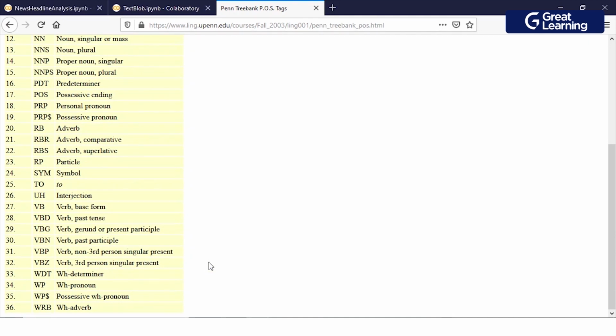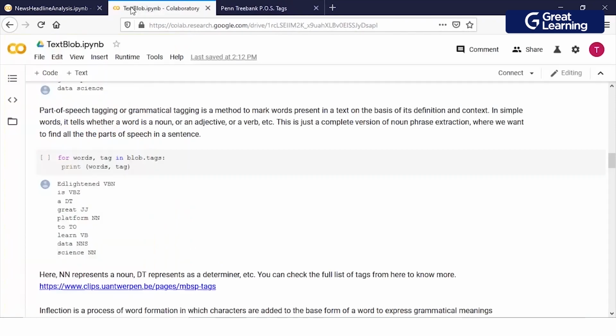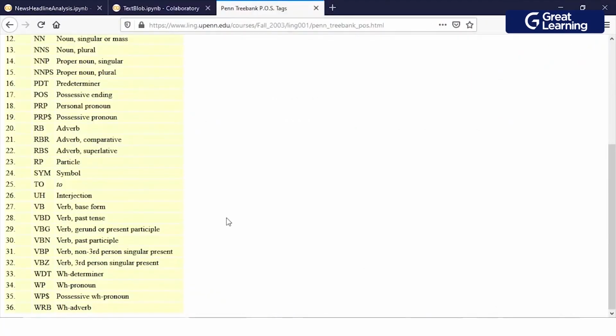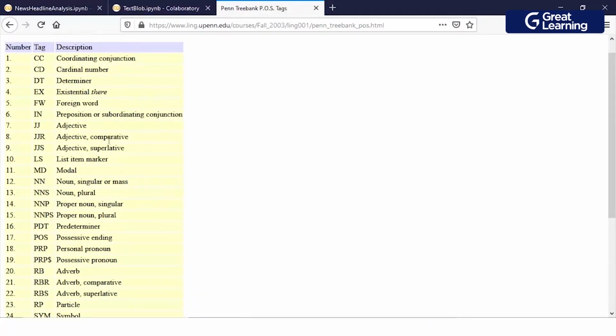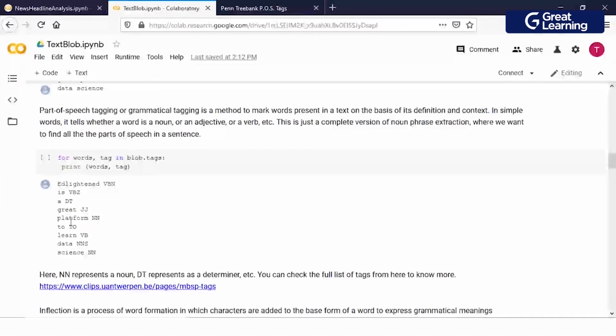So if you don't know the meanings, you need to have this ready reckoner. Some of them are very easy, noun, singular or mass. Let's go through a few of them just to familiarize how to read these things. So if you go back here, you have got JJ. What does JJ mean? JJ means it is an adjective. Now go back and check if what he's saying is correct. Is great an adjective? I agree with you too.